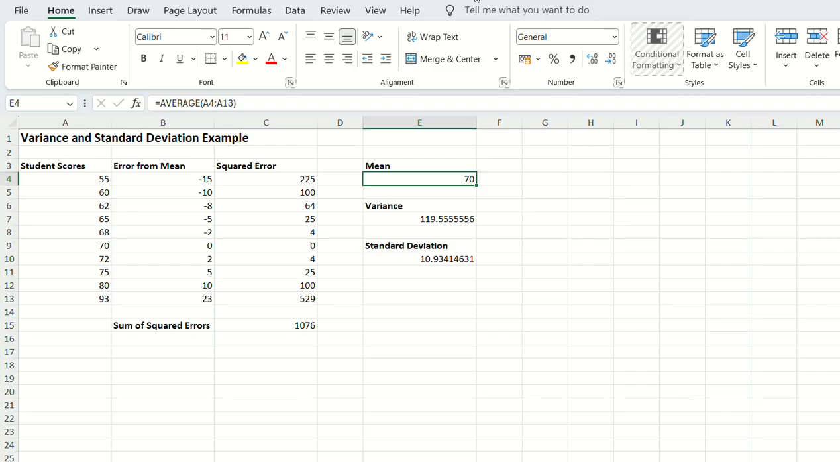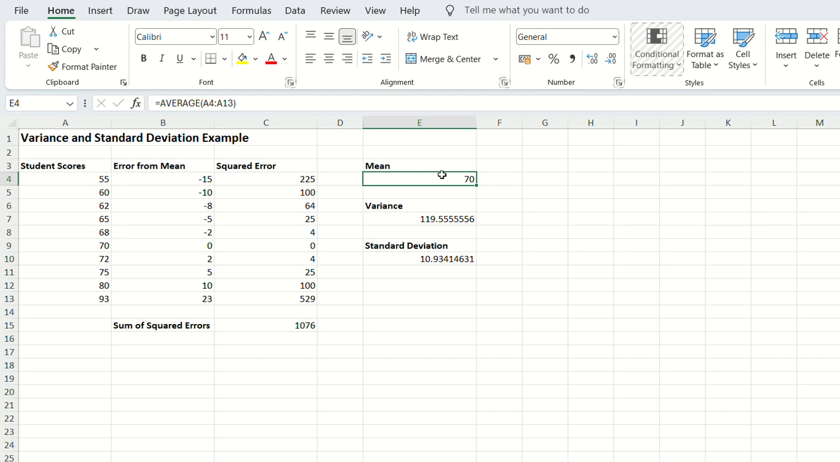So first things first, we have the data which says student scores, and first we calculate the mean. Our formula is equal to AVERAGE, with selected cells A4 to A13, and then we have the number 70, which is our average. So this is the center point.